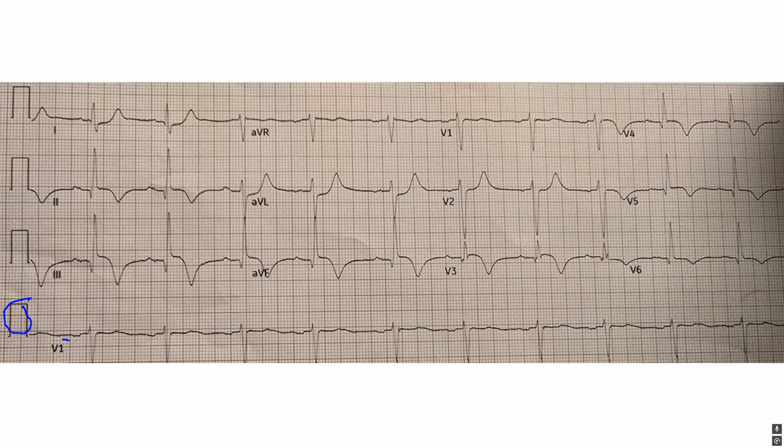This is kind of weird. They have V1 as a rhythm strip. I am seeing one P before every QRS, so it looks sinus to me. The rate looks relatively normal. It's up in AVF and mostly up in 1, so the axis is normal. For the intervals, we do have what looks like a complete left bundle branch block here.